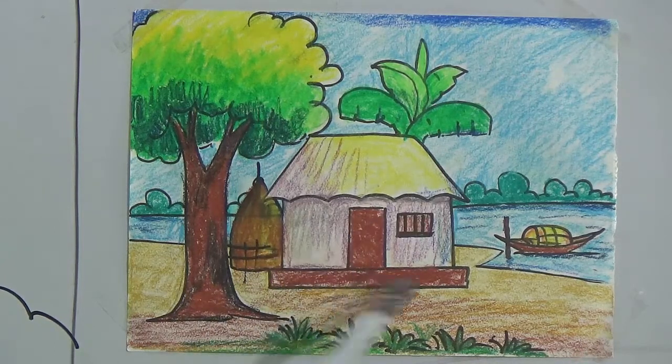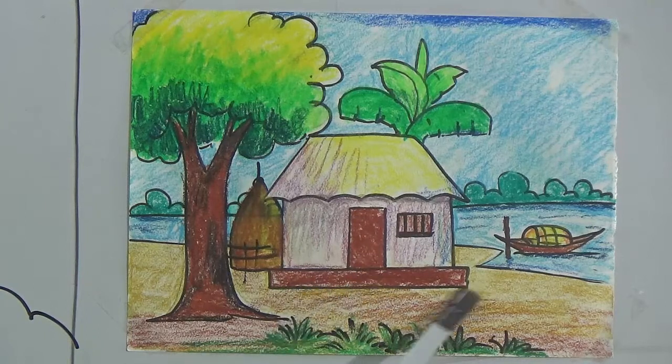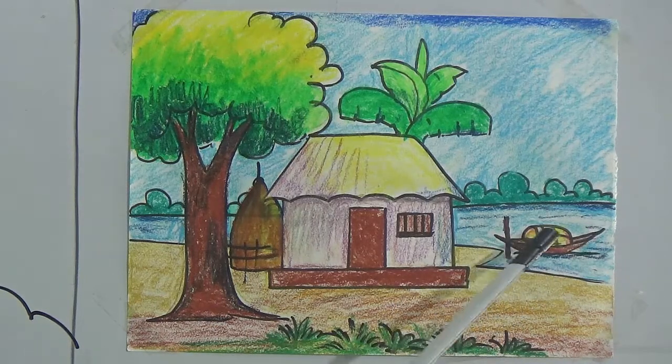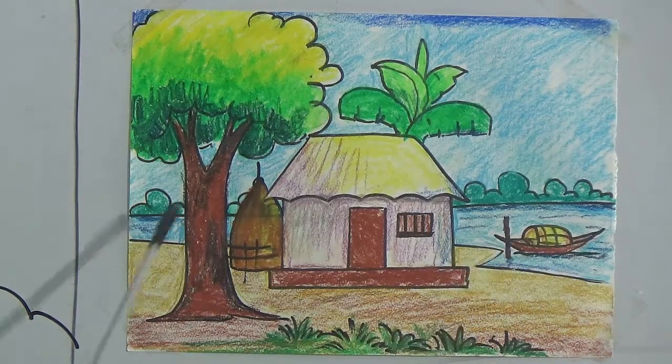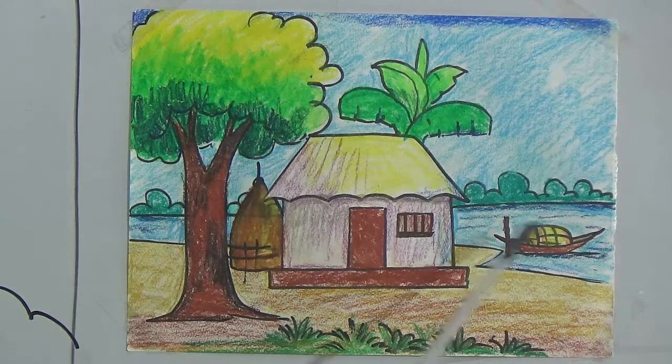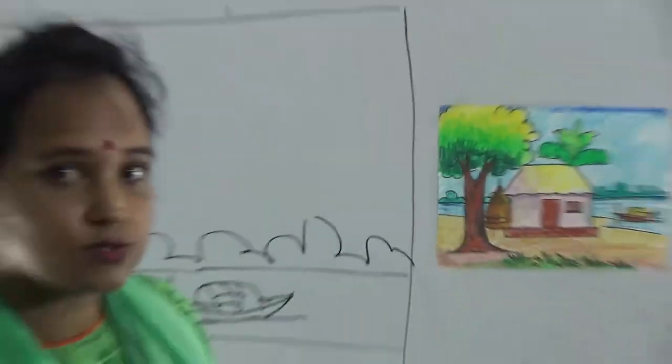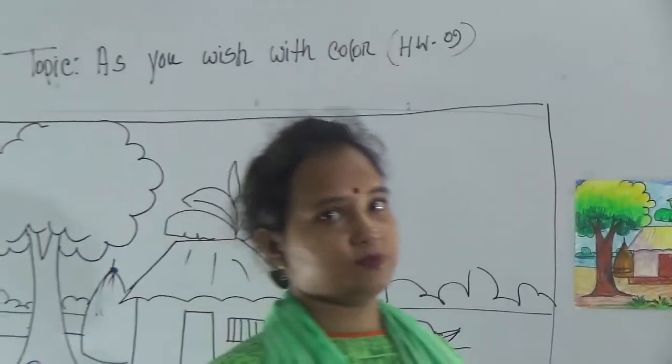And on the door and window and this portion I have used brown color. And on the boat I have also used brown color, yellow color, orange and light yellow color. And on the far village I have used Prussian blue color. And on the grass I have used deep green color and light green color. So dear student, I hope you all have understood how I have colored this picture.